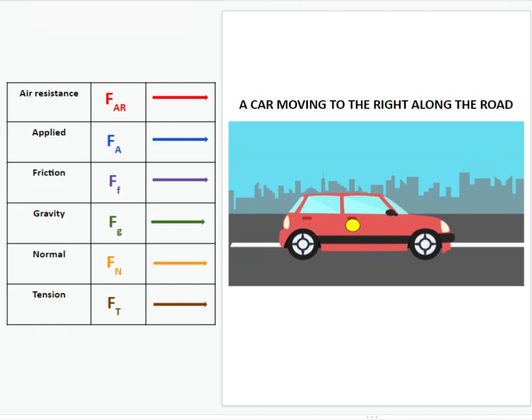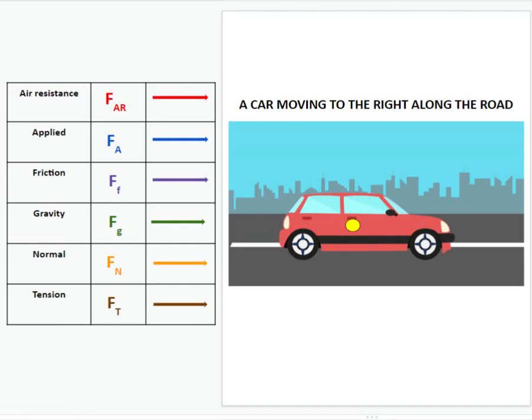First up, I have air resistance. And I ask myself, is my object moving through the air and not on a surface? Since I just have my car moving along the road, that means I don't have air resistance here. Next up, I have applied force. And I ask myself, is there another object applying a force to my car? Again, since the car is by itself, I don't have applied force here.